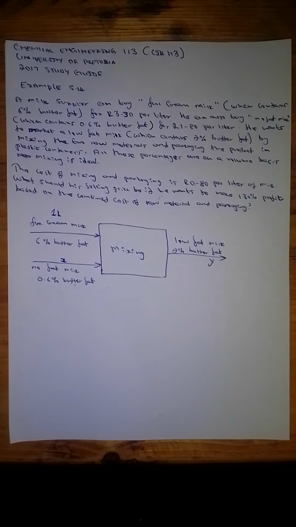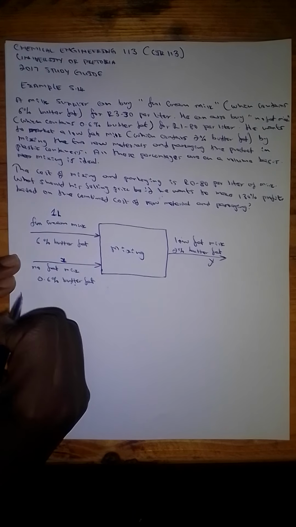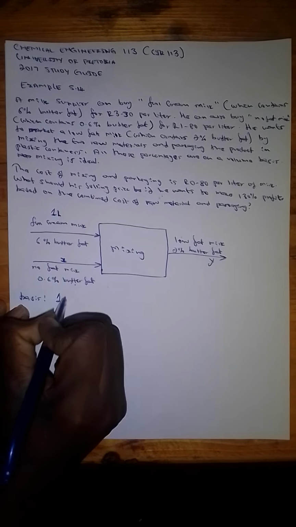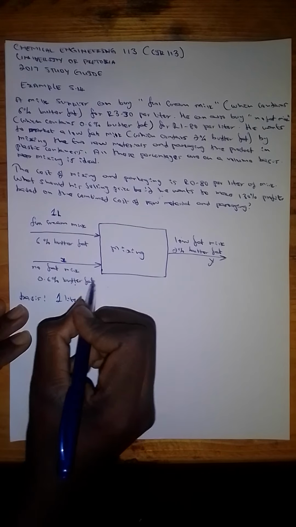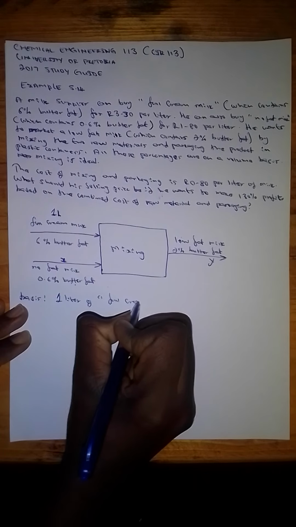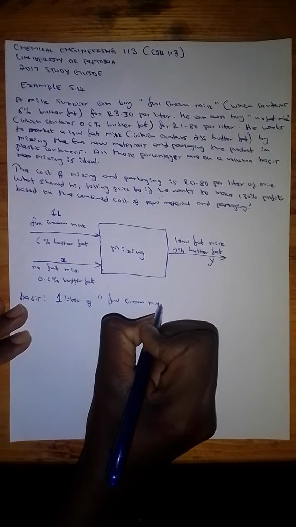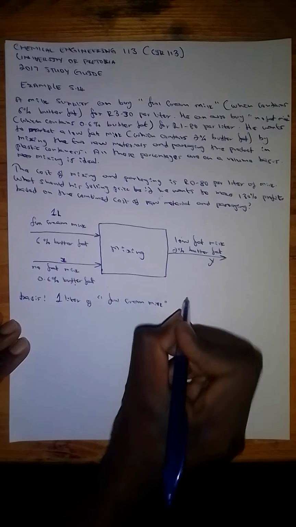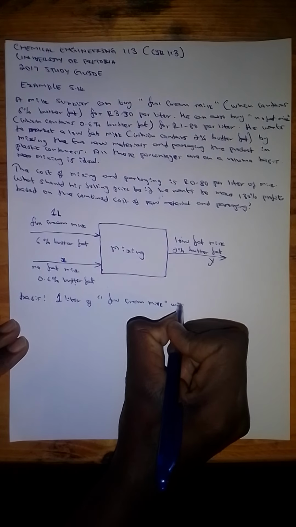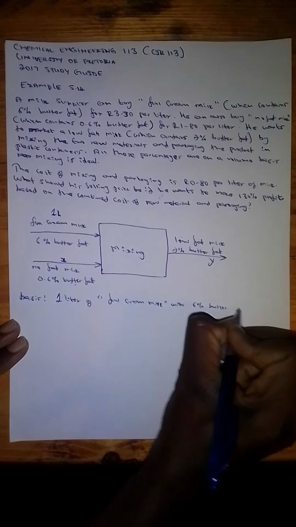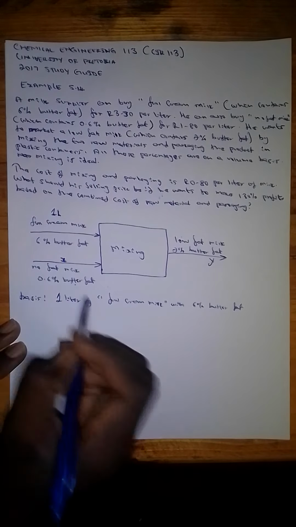This is going to help us in calculating the volumes of X and Y as we do the equations. Let me write it down. Basis: 1 liter of full cream milk with 6% butterfat, and then this one we can define as X.